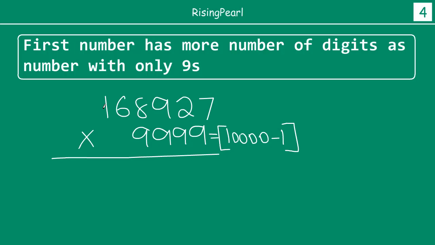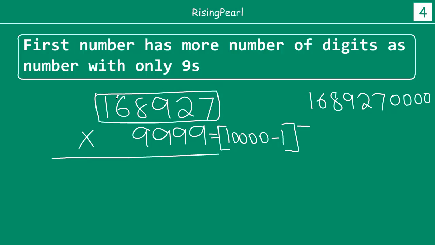So that means we will write this number, 168,927, and then there will be 4 zeros. 1, 2, 3, 4. Minus this number itself. This is the random number, right? Because then this will be minus 1. So how many digits? We have 6 digits. So 4, 6. So we'll start from here. 1, 6, 8, 9, 2, 7.